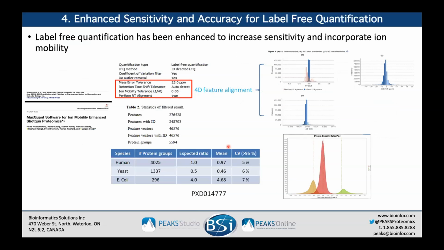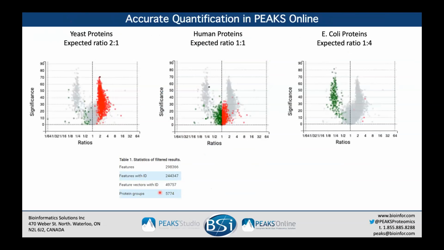The other thing I wanted to mention is when we look at total protein groups, if we go back up, we can see that the quantified protein groups is around 5,594 in Studio, 5,774 in Online. And so again, very similar results between the two deployments or two platforms.